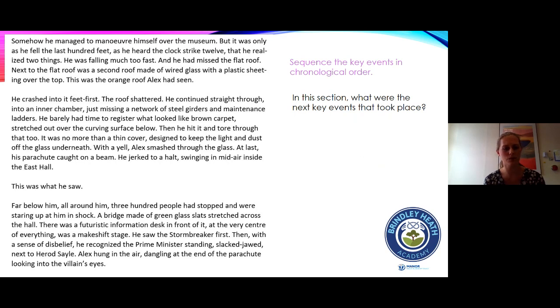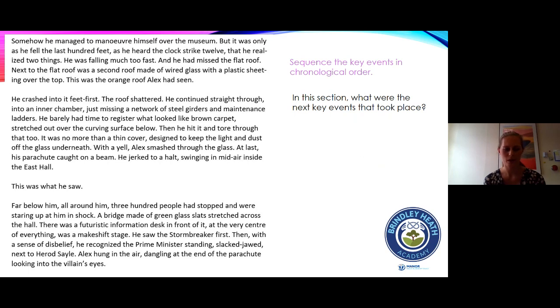Then he hit it and tore through that too. It was no more than a thin cover designed to keep the light and dust off the glass underneath. With a yell, Alex smashed through the glass. At last, his parachute caught a beam. He jerked to a halt, swinging in midair inside the East Hall.